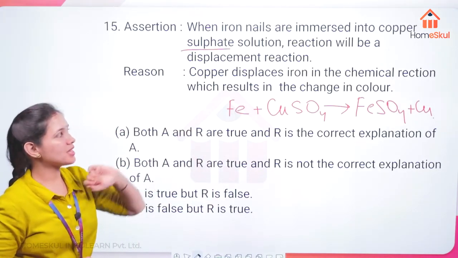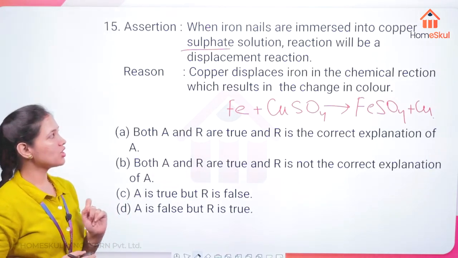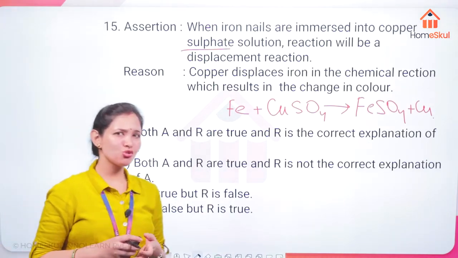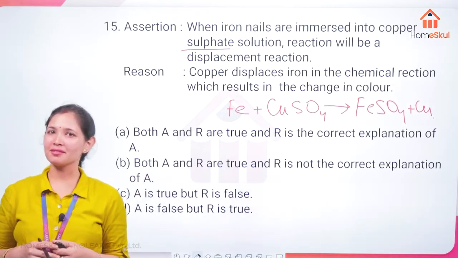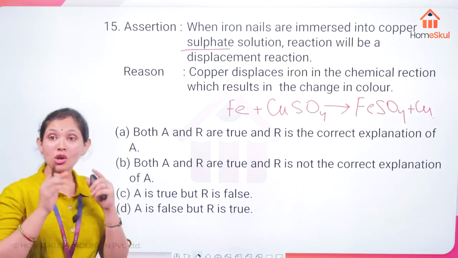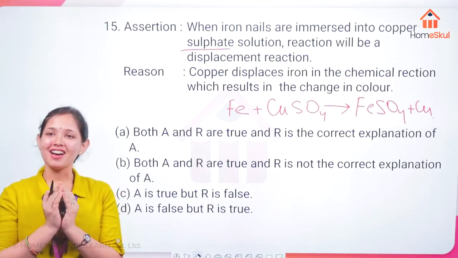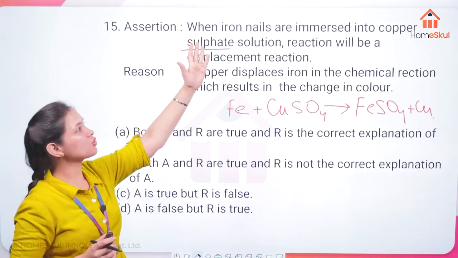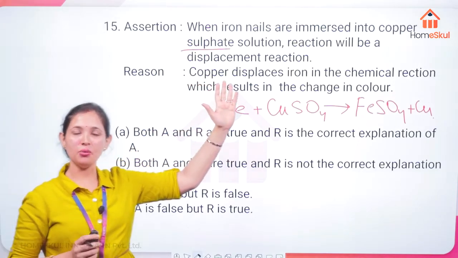Copper displaces iron in the chemical reaction, which results in the change in color. Is that true? Copper displaces iron? Yes, very correct. It is not the copper, it is iron. It is a false statement and this is the true statement. Yes, Avantika, very good.